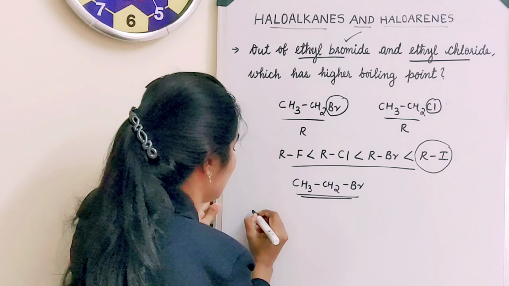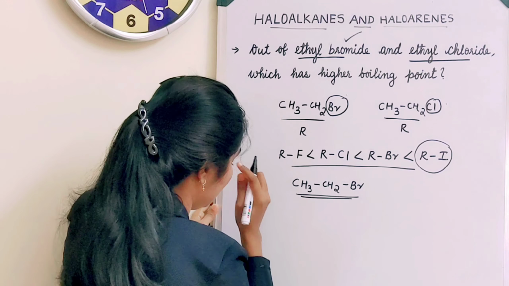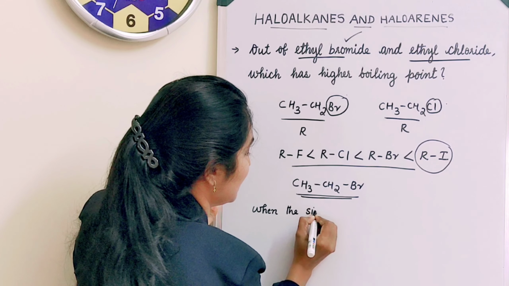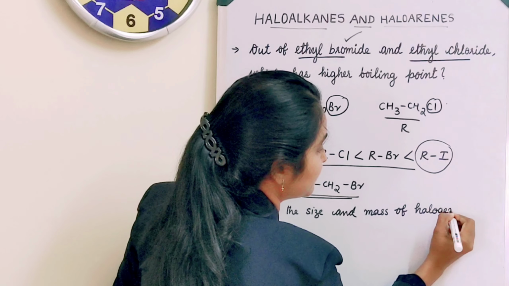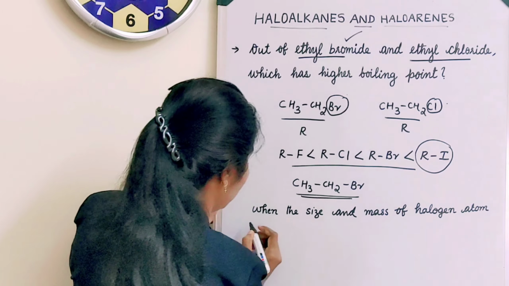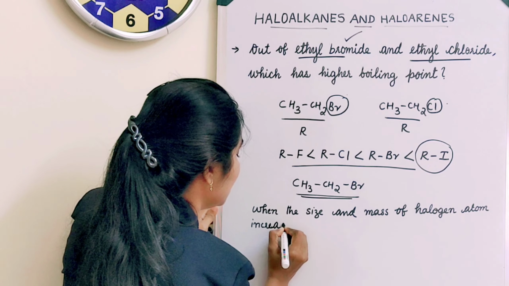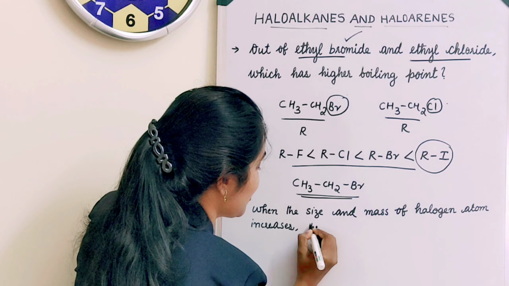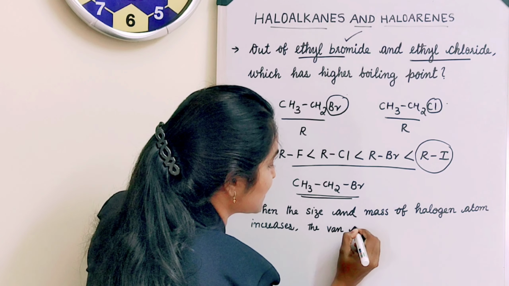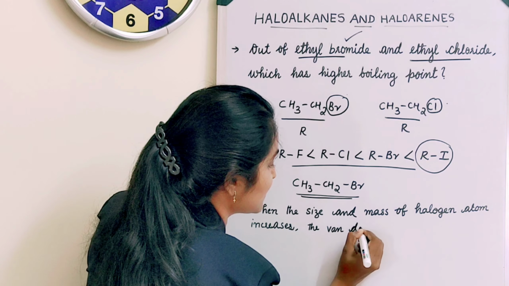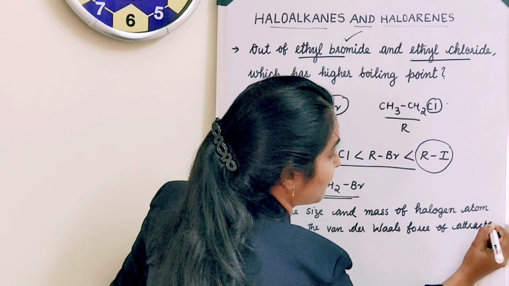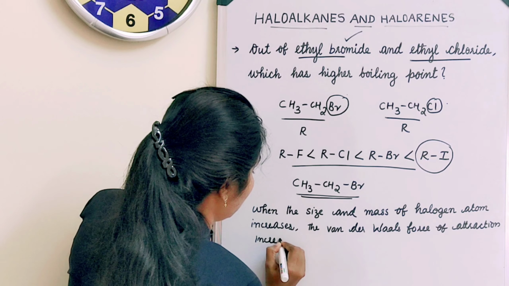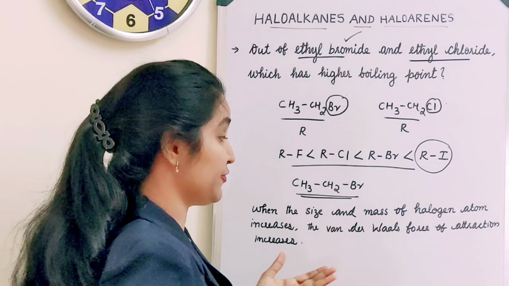Why? When the size and mass of the halogen atom increases, the van der Waals forces of attraction increase. That should be the reason. If a reason is needed, you have to write this.